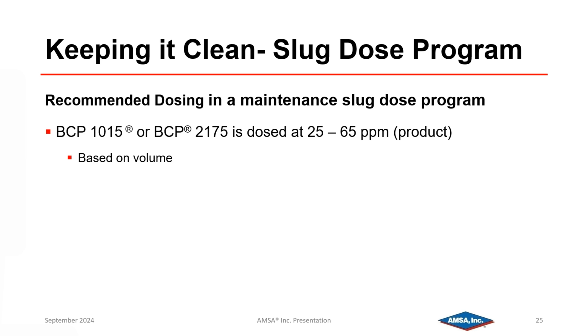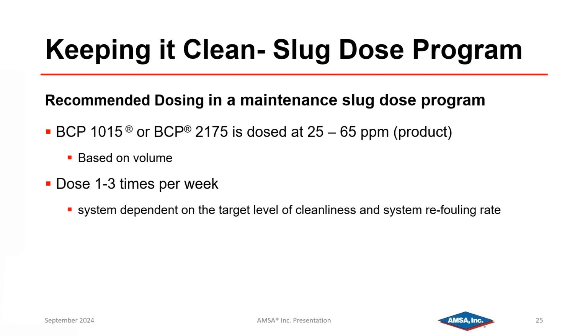So let's look at what a slug dose program looks like for AMSA BCP 1015 or BCP 2175. They tend to be dosed at a rate of 25 to 65 ppm of product, and that is based on volume. A regular program could be 1 to 3 times per week, but again, both of these are dependent on the target level of cleanliness as well as the system refouling rate.